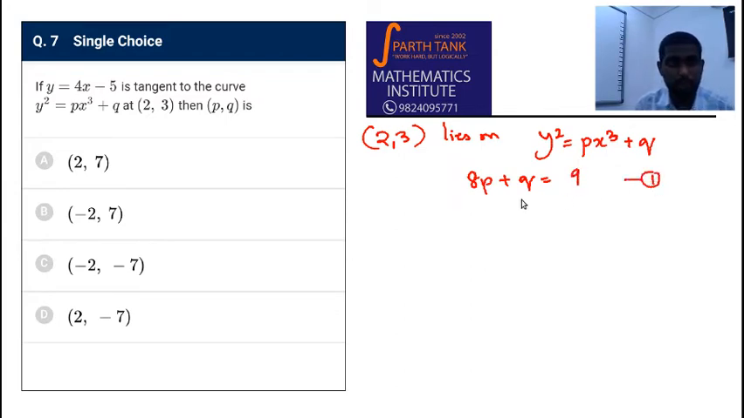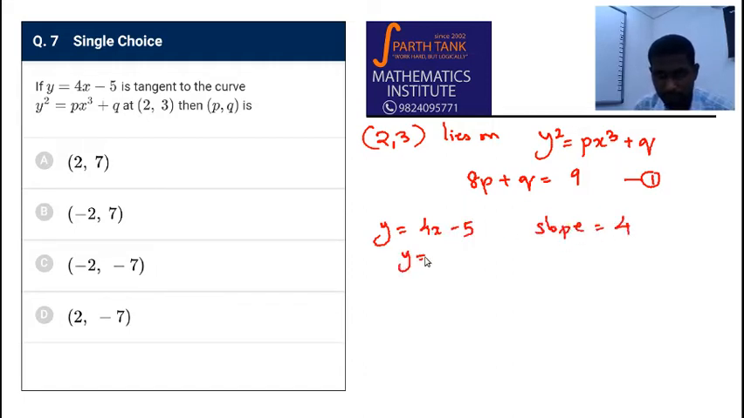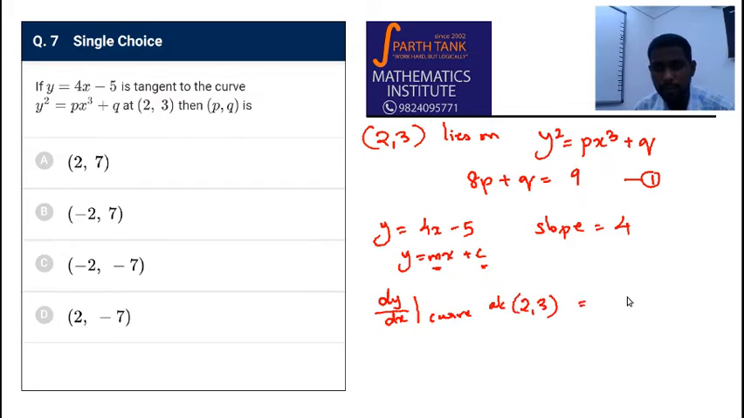Now the second equation would be that y is 4x minus 5 is tangent to the curve at 2, 3. So the slope of the line y is equal to 4x minus 5 is easily 4, because you know that the standard form is y is mx plus c, where m is the slope and c is the y-intercept. Yes. So slope is 4. Now if you find dy by dx of that curve at 2, 3, that should also be equal to 4. So this will give us the second equation.